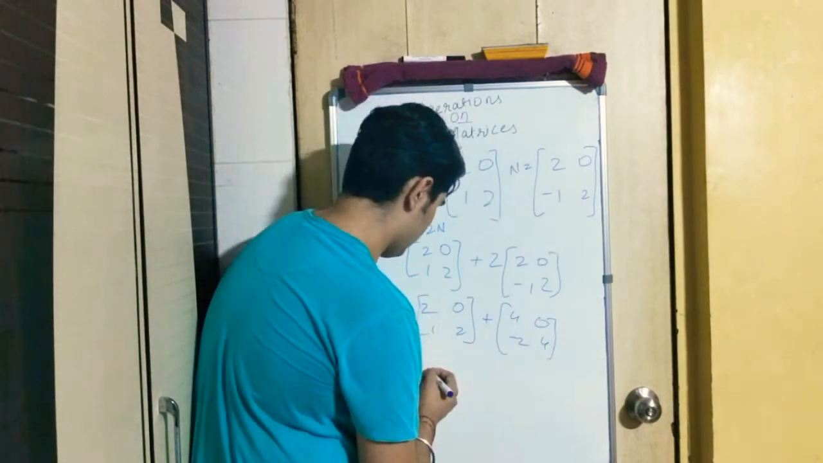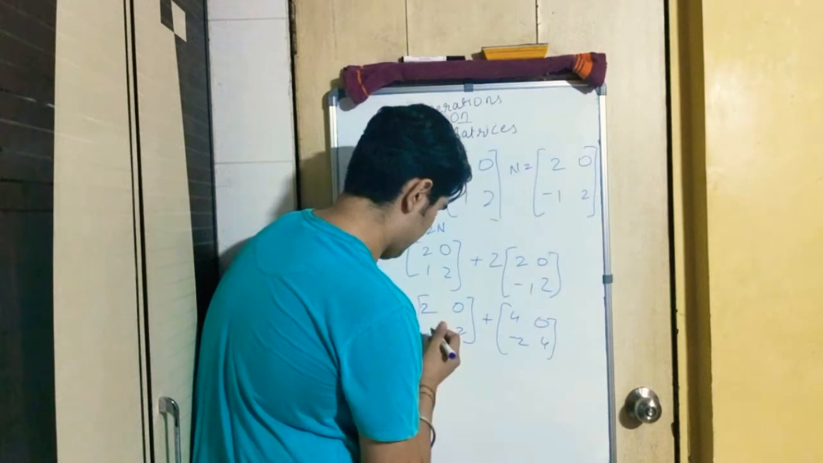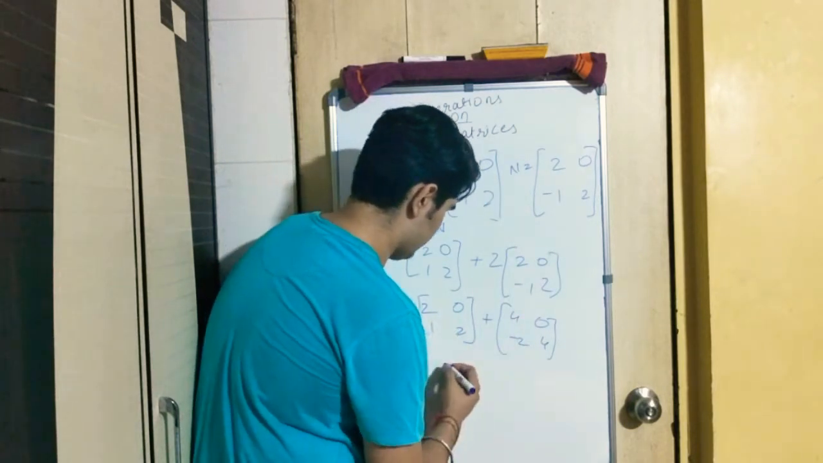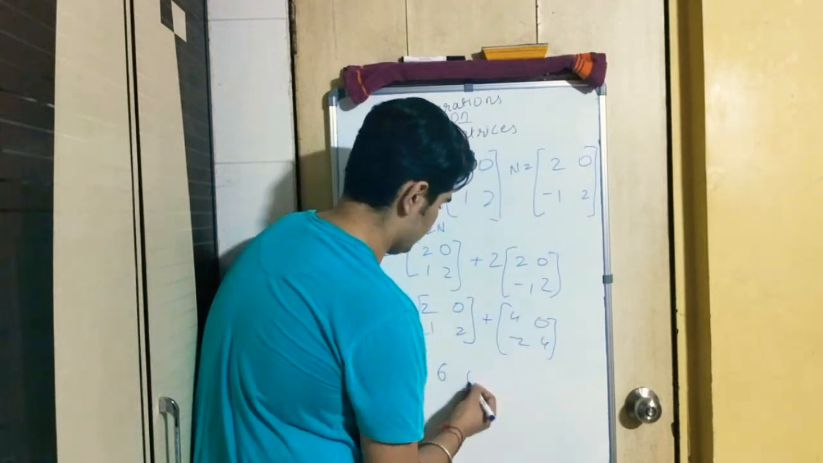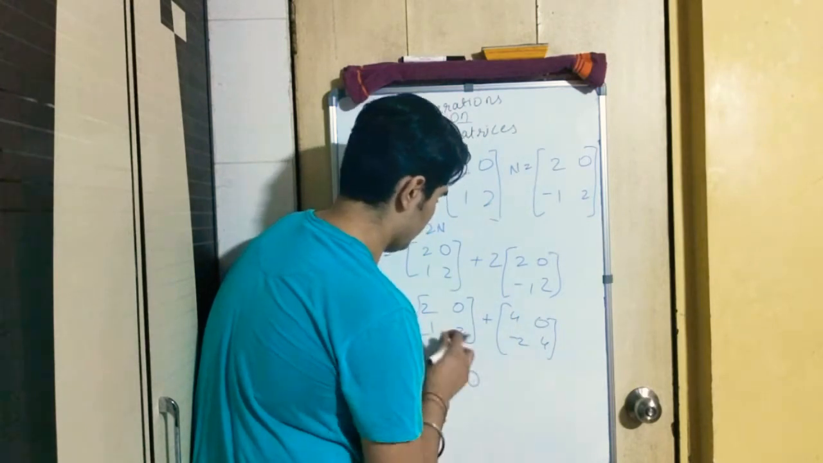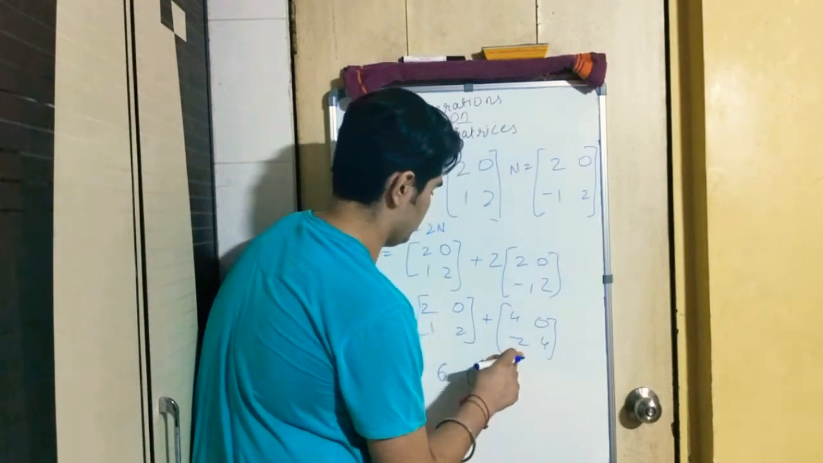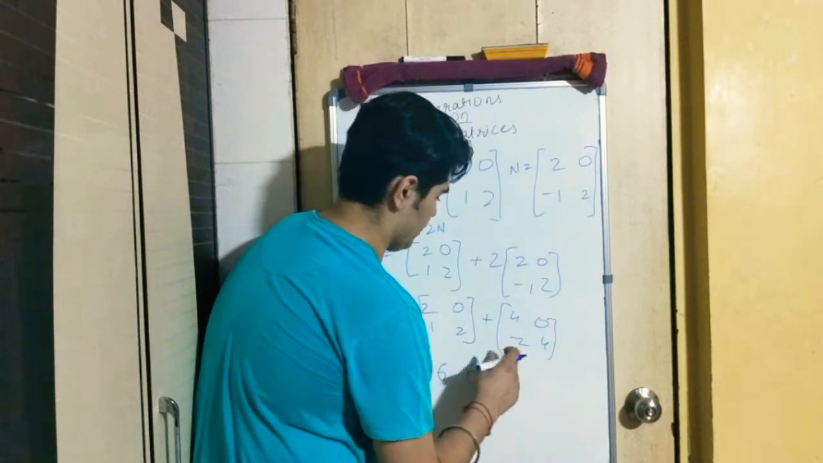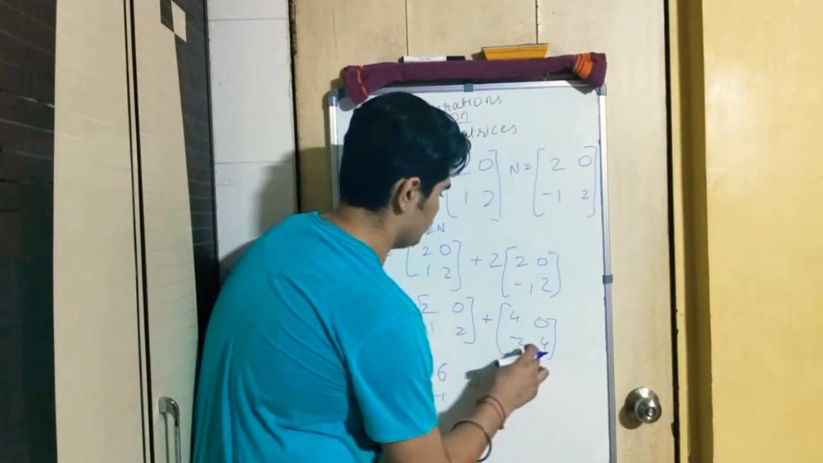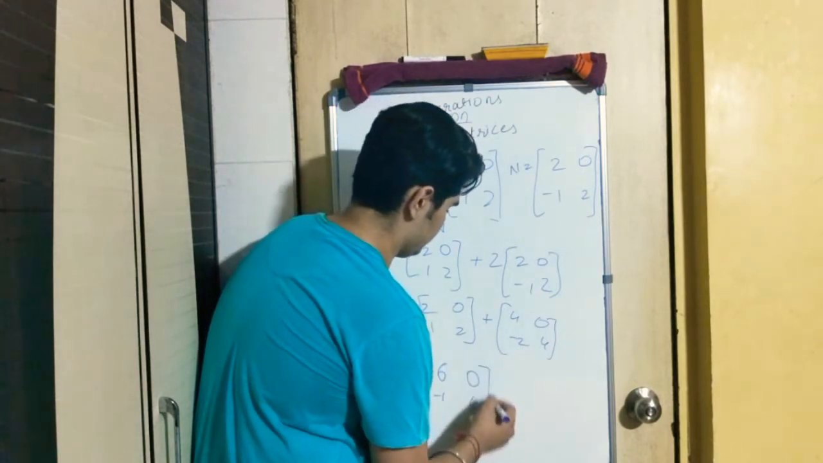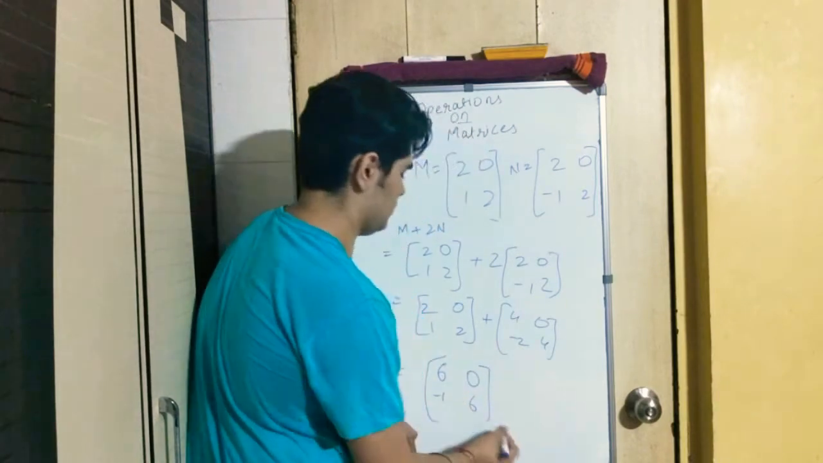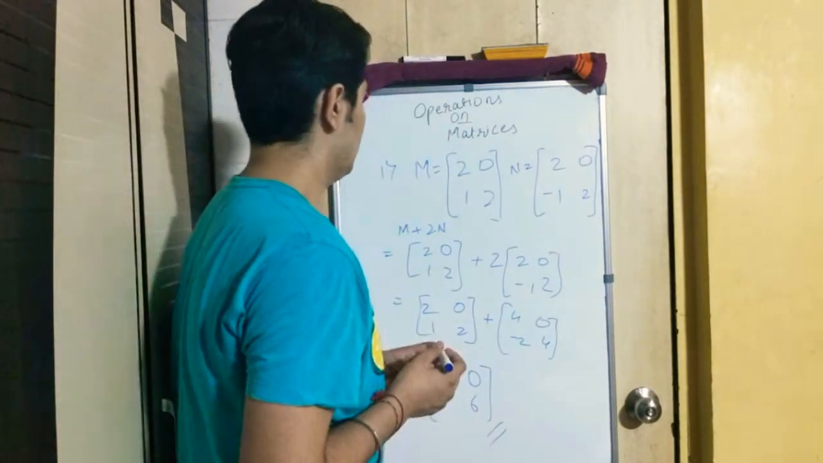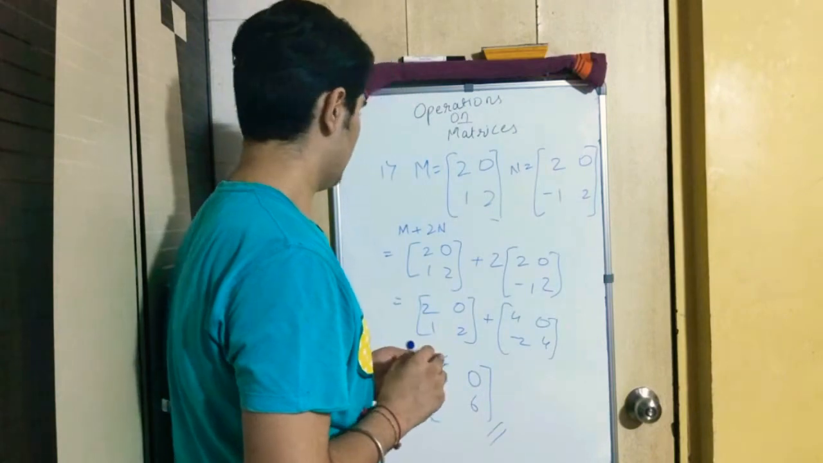2 plus 4 is 6, 0 plus 0 is 0, 1 plus of minus 2 is minus 2. So the plus sign goes, and 1 minus 2 is minus 1, 2 plus 4 is 6. So this is the answer of the question. You can copy it down.